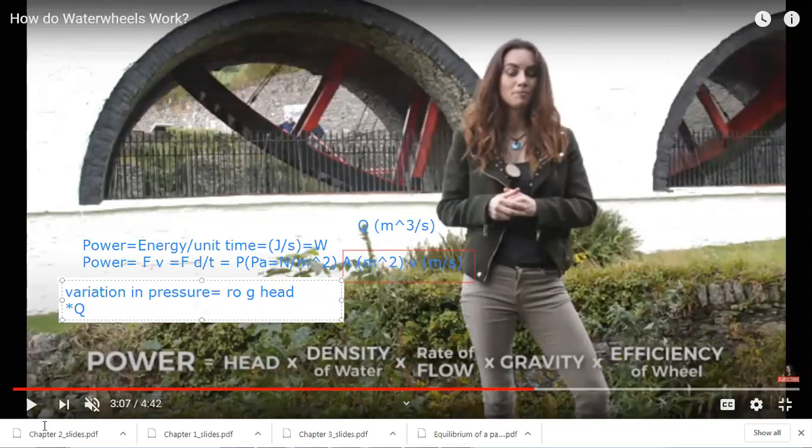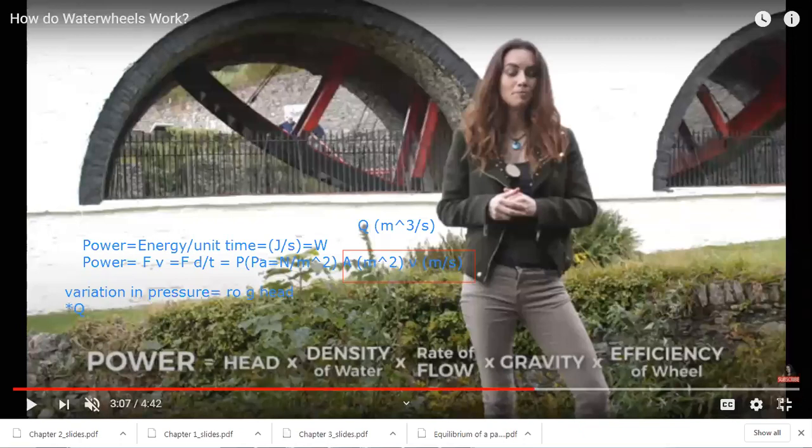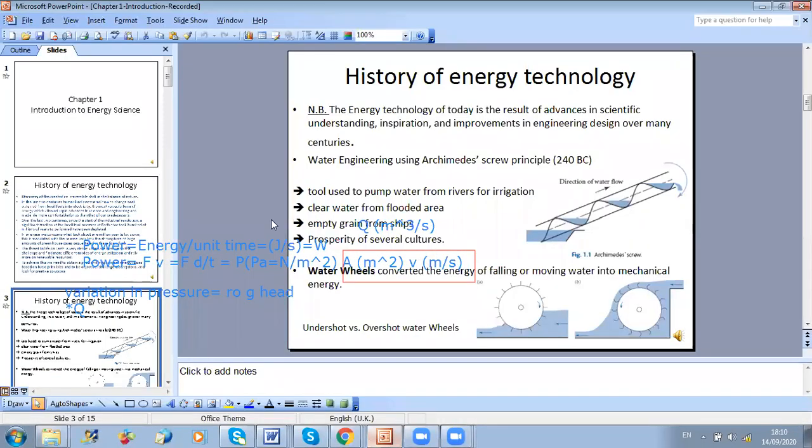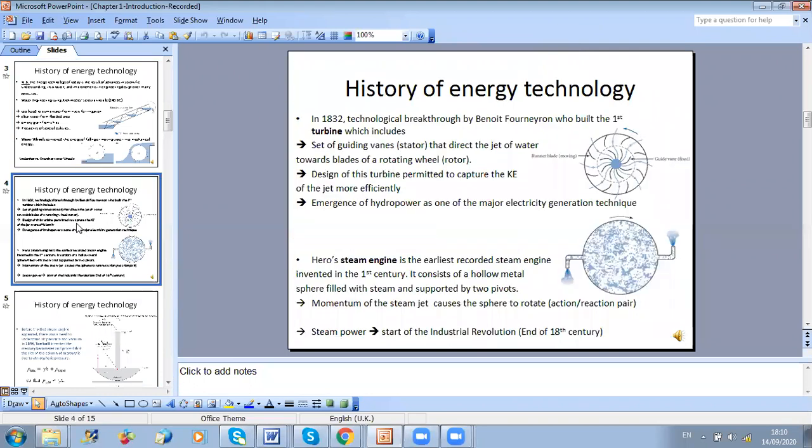Okay. So we are done with this. This is for water wheels. So let us continue. We will go over the slides. Now, we will continue with the history of energy technology.